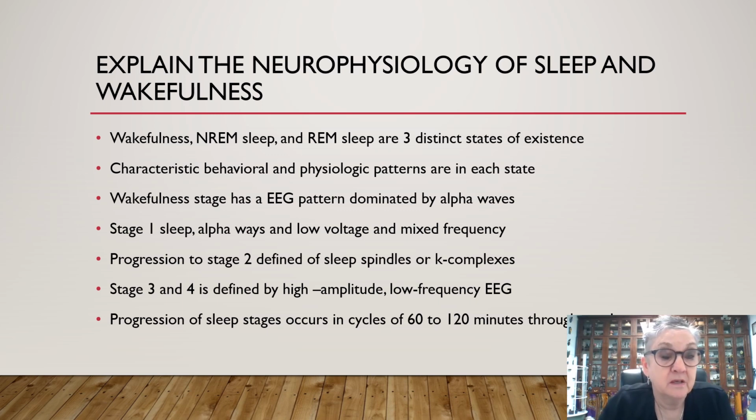Wakefulness stage has the EEG pattern dominated by alpha waves. Stage 1 sleep has alpha waves and low voltage and mixed frequency waves. Progression to stage 2 is defined by sleep spindles or K complexes. Stage 3 and 4, now called N3 or slow wave sleep, is defined by high amplitude, low frequency EEG. And progression of sleep stages occurs in cycles of 60 to 120 minutes throughout the night.